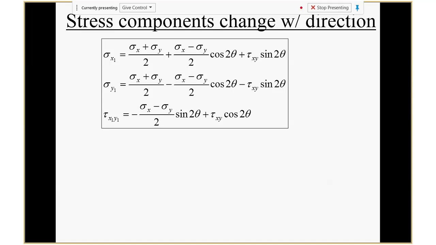Now, secondly, each equation has more terms. The reason is now we don't just have a sigma x. You also have sigma y, and you have a tau xy. That's why in each equation you see more terms. You see here 2 parts added together; in this one, 3 parts added together. You have sigma x, sigma y, and tau xy. So this equation is a little bit longer.